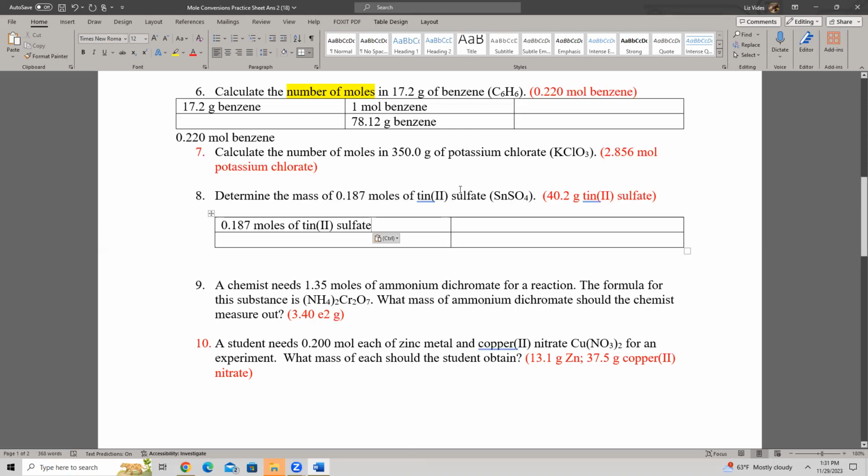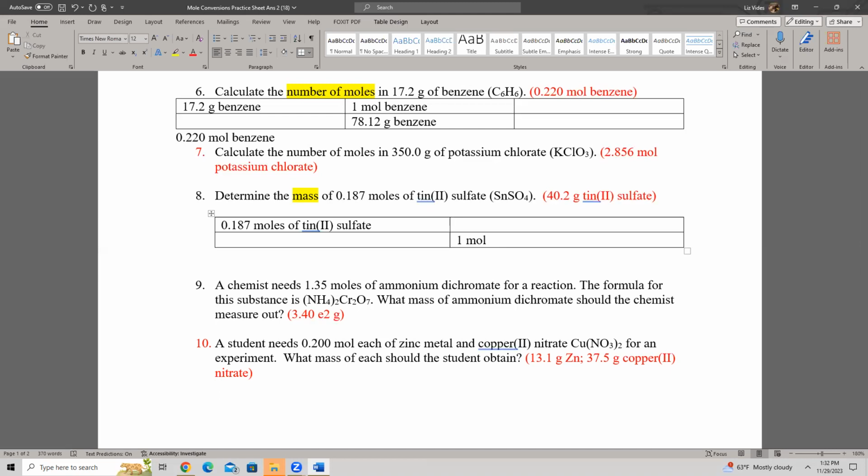That's what we don't know. And look what they want. They want the mass. So this is what we have to figure out. That's our question. So we need to go to mass. That means we need molar mass. So 1 mole. I know this is a pain because it's tin(II) sulfate. Look at the thing, it is just Sn. So tin is 118.71.